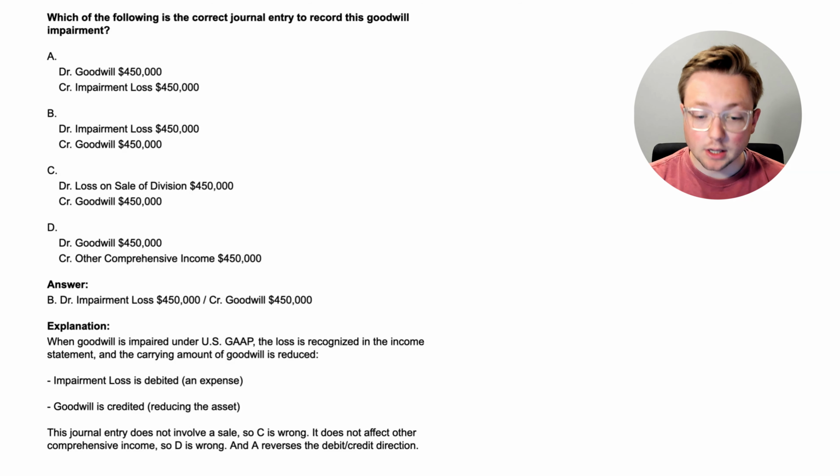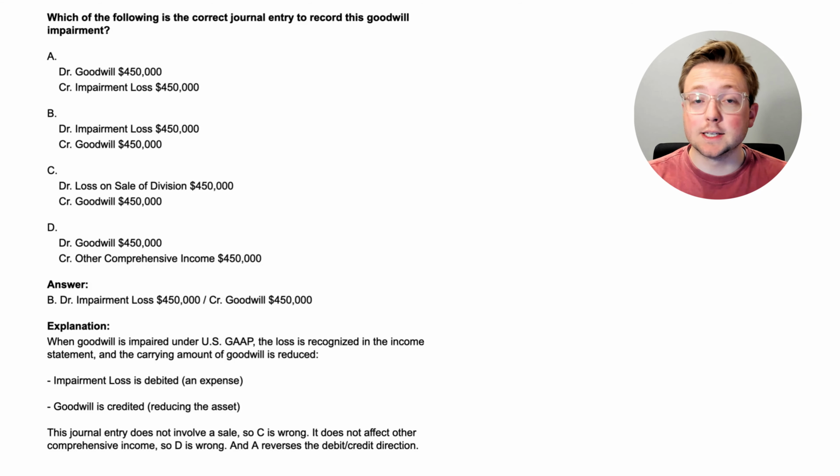This journal entry does not involve a sale, so C is wrong. It does not affect other comprehensive income, so D is wrong, and A reverses the debit credit direction. Again, you debit impairment loss, you credit goodwill so that the goodwill is reduced by that goodwill impairment loss. So again, very simple. The concepts throughout this video have been pretty straightforward. You might not have known it until you saw it, so now you know how to do it.